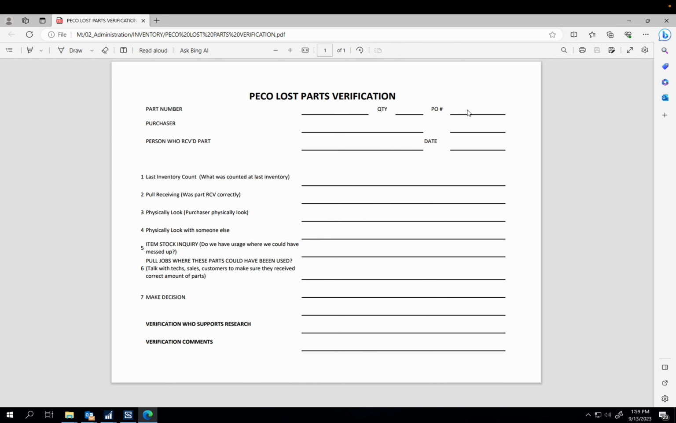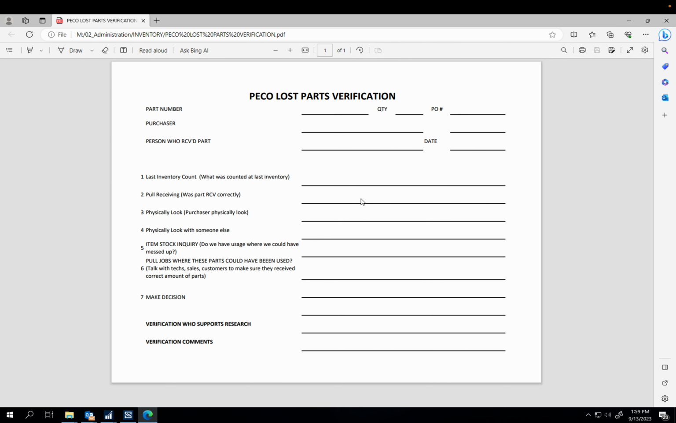If you look up by the purchase order in the purchase order document inquiry, you can see the date that it was received and who it was received by. On the last inventory count, you can look in the item stock inquiry and you can look at the part number to see where that was, or you can get that information from the accounting group. They can help show you what the inventory count was.